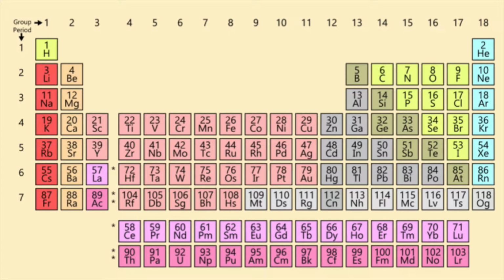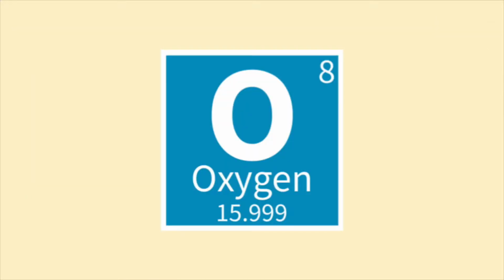You might be wondering, what are all these boxes for? Well, let's take a closer look at the box for oxygen. Here it is, the box for oxygen. In the top right corner, we have the atomic number. As you can see, it is an 8. This indicates that there are 8 protons in an atom of oxygen.